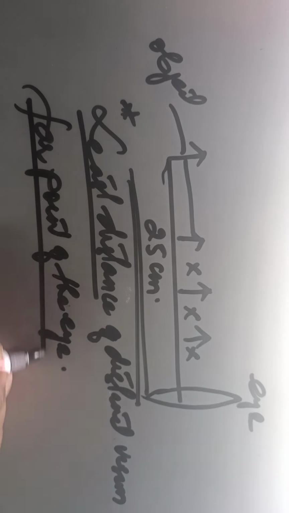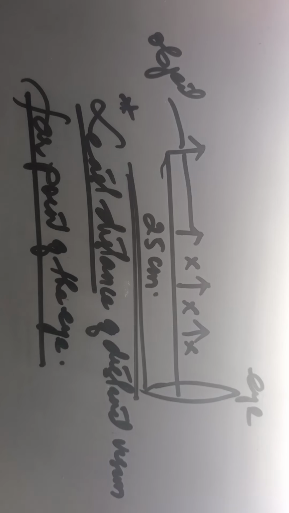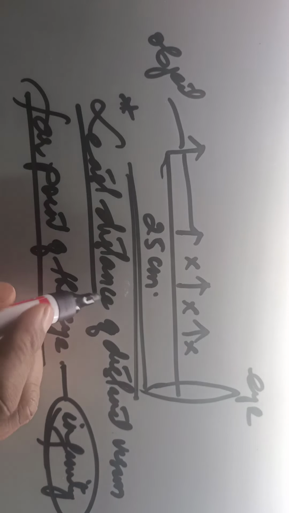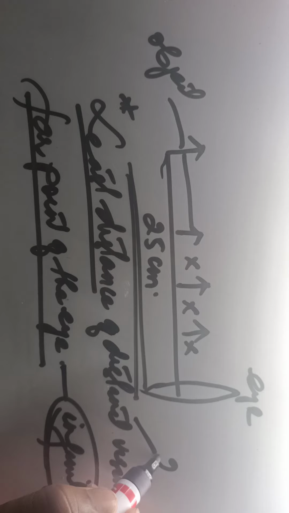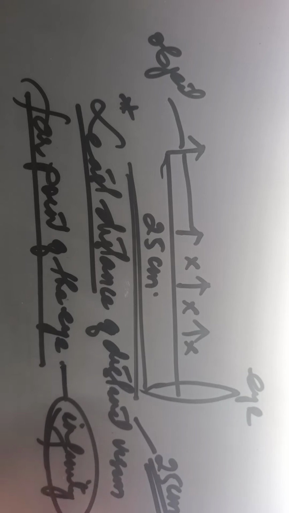So what do you mean by far point? Far point means how far from the eye an object should be so that the eye can see it clearly. Okay, the farthest point, and that is infinity. The least distance of distinct vision is 25 centimeter, and the far point is infinity.